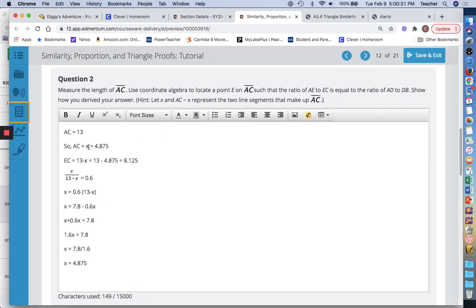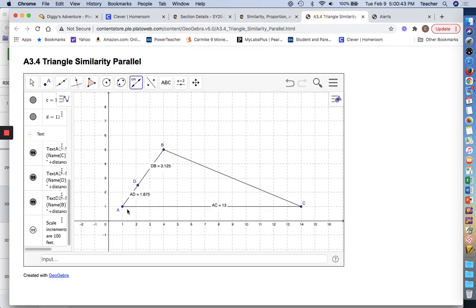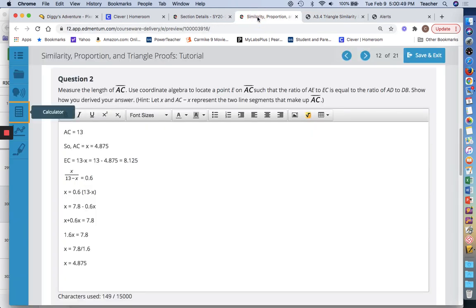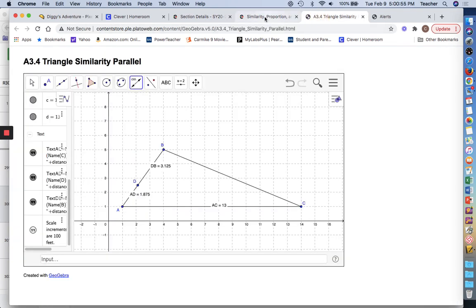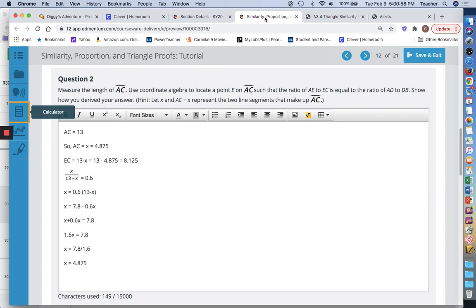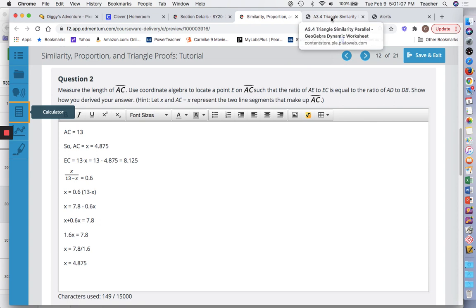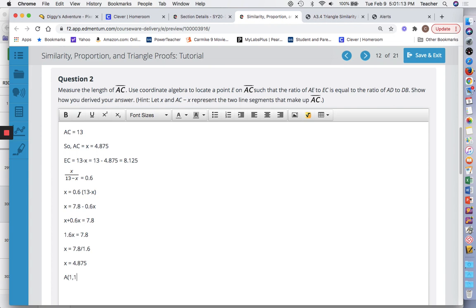All right, so I've got the length of AC, and now I've got the length of EC. Okay, so let's see. Where was A? A is at 1, 1. So I got to go over from that 4.875, don't I? I do. I got to go over. Okay, I got it. A is 1, 1.